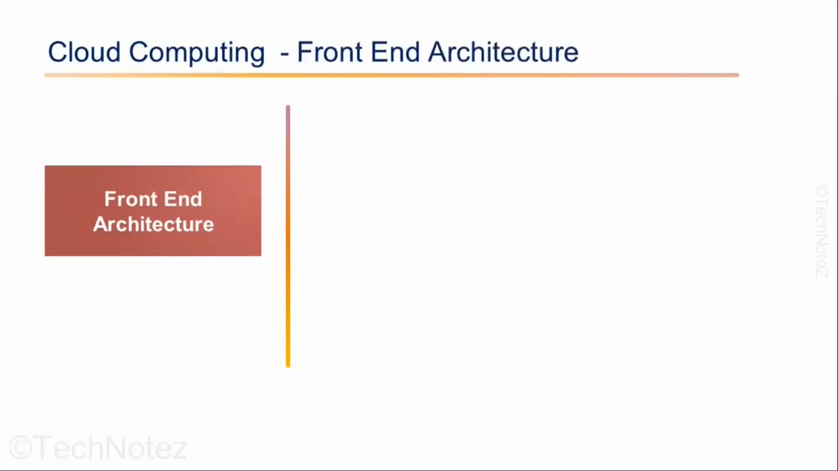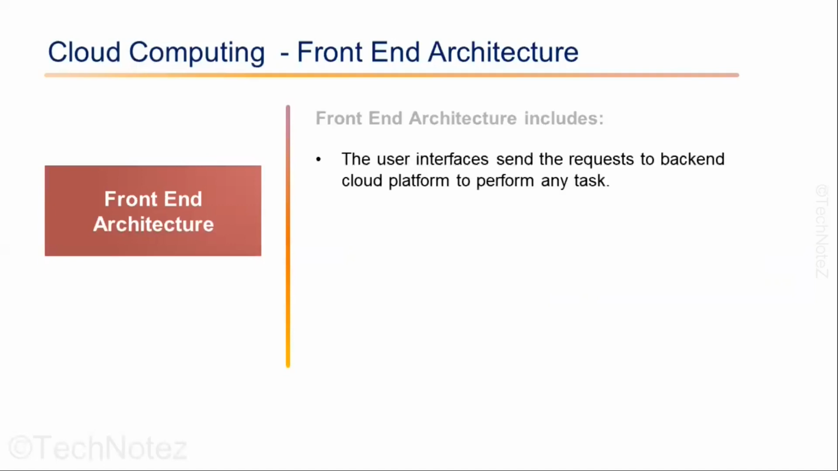Front end is used by the client to access the cloud applications. Front end contains the client side interfaces and applications that are required to access the cloud computing platform. The front end provides a graphical user interface to end users to access the application. The main front end cloud components are user interfaces, software running on the user's machine, and client devices like laptop or desktop. Front-end architecture includes the user interface that is used to send the request to the backend cloud platform to perform any task. Some of the popular user interfaces are web browsers or API.